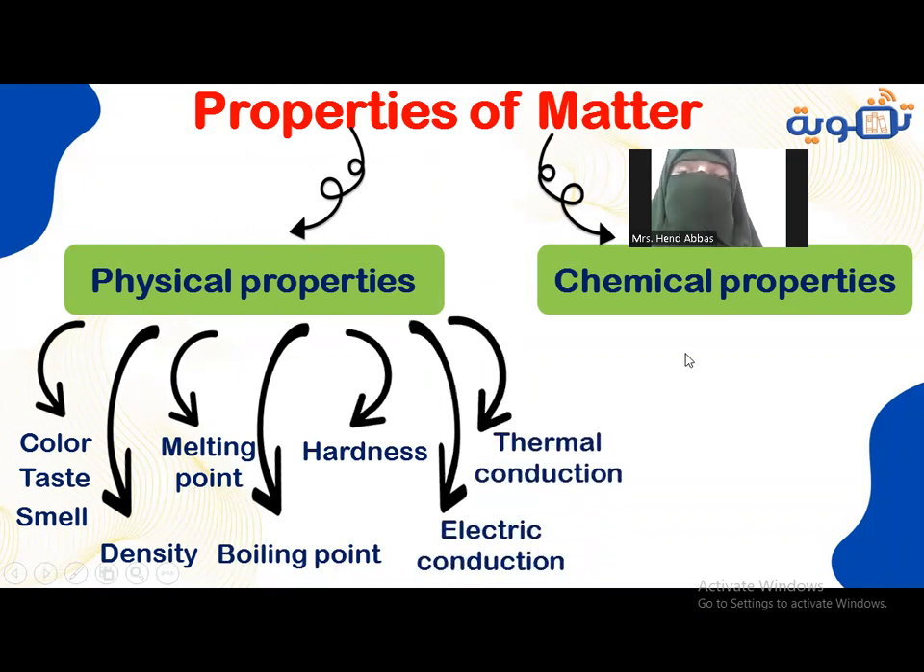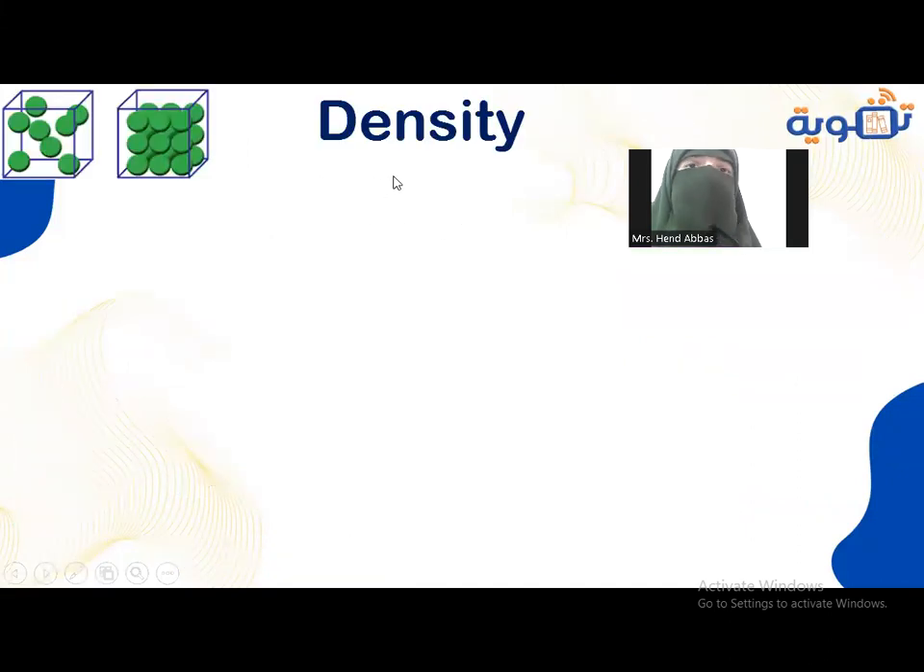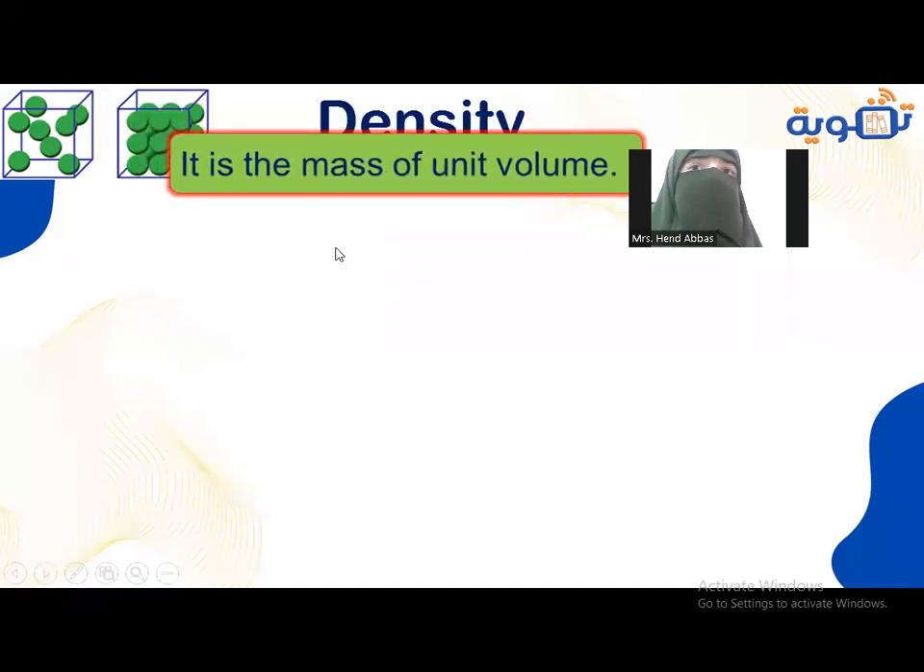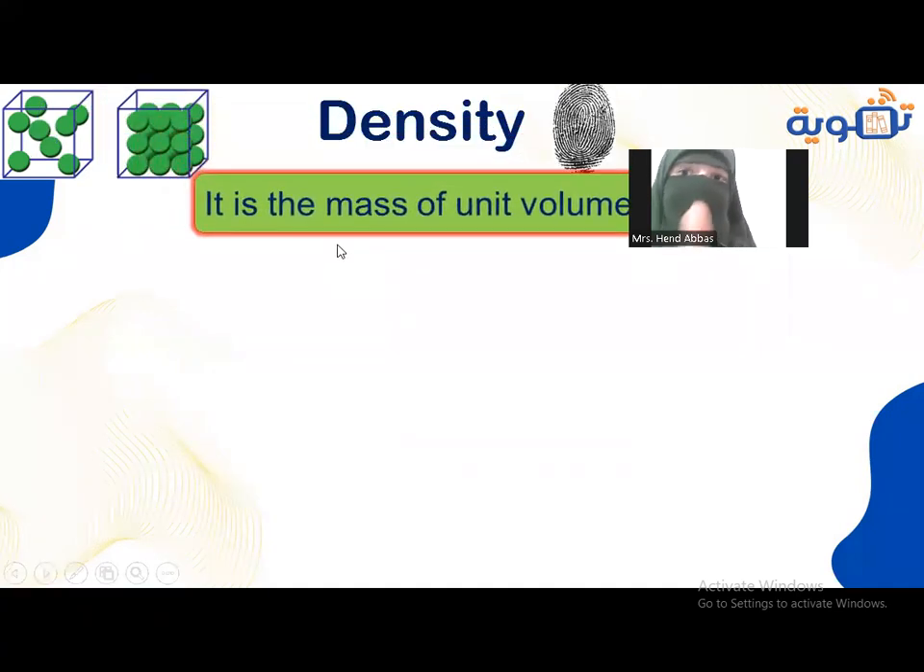What about the physical properties? We will revise the activity of metals. Okay, first, density. What is density? Let's look at those two cubes. We have here cube A and we have cube B. Which one has more density? Sure, cube B has more density. So what is density? Density is the mass of unit volume, and density is a fingerprint for the substance. Each substance has a fixed value of density.